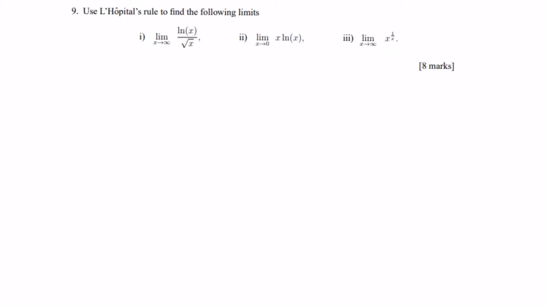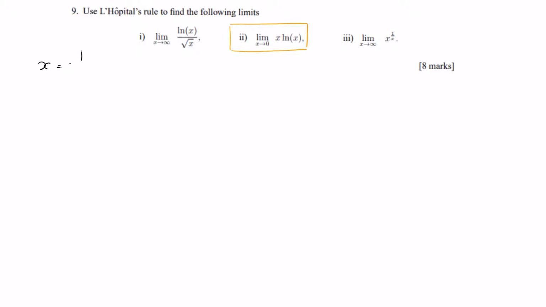Question 9, part 2. We want to find the limit as x tends to 0 of x ln x. Now, in this question, we don't have a quotient, but we do have a product of two different functions, x and ln x.